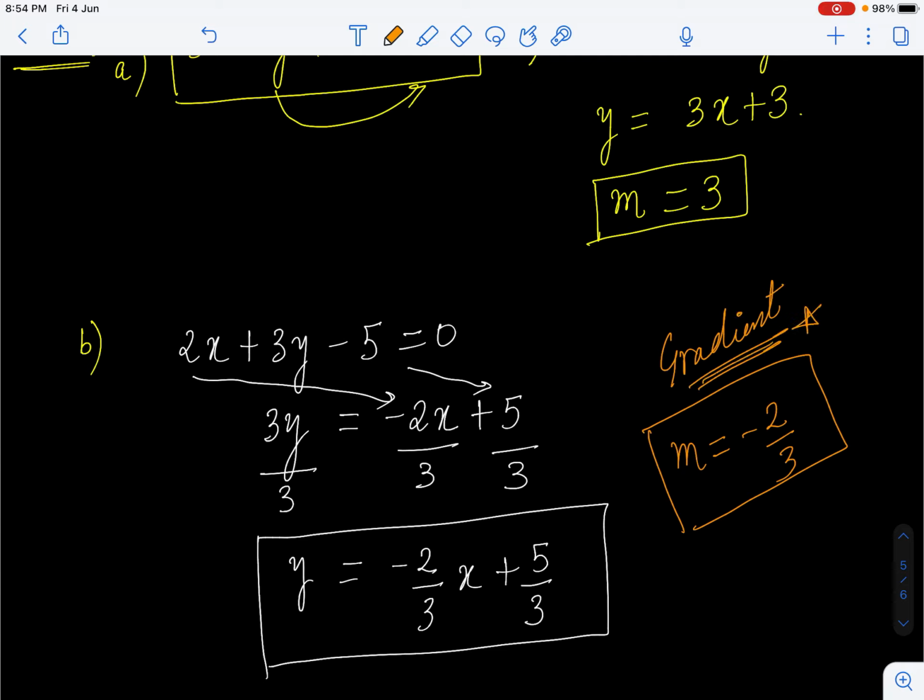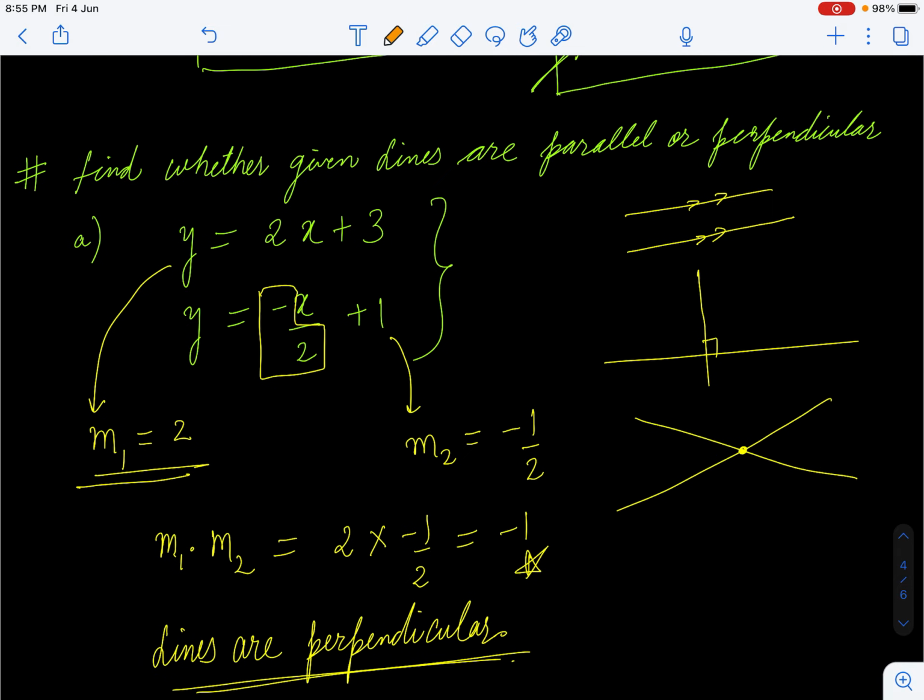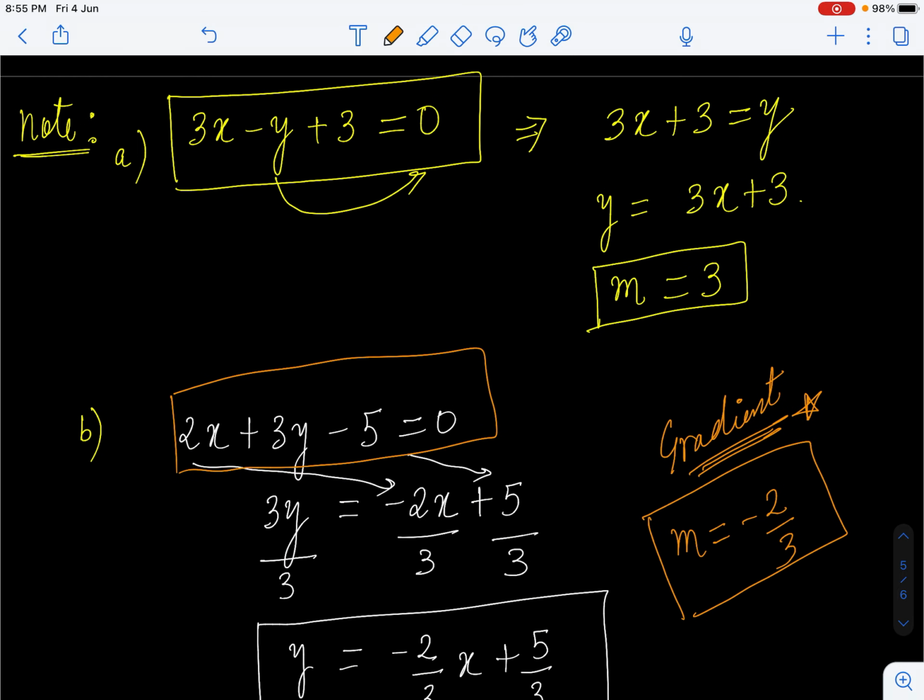So you might have to do this in some questions, so that's why I am telling you this. Some students actually forget, or they just get confused: how will I find the gradient in this? They can give you direct equations also like this, but sometimes you might have to rearrange the terms a little bit.